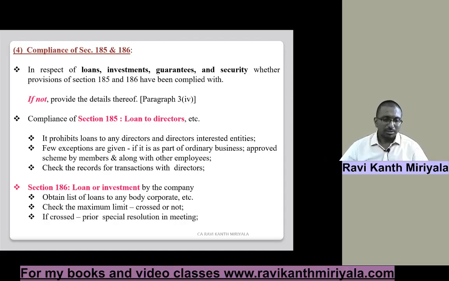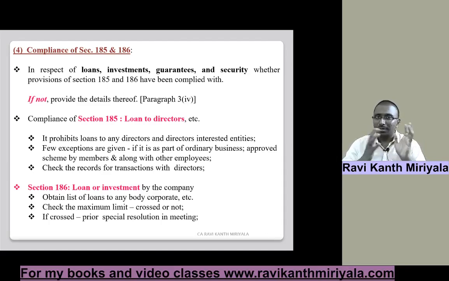Next point, if the limit is crossed, then you have to go for a special resolution. Then the auditor has to check that the special resolution has really taken place. What notice was sent? What are the AGM or GM minutes, whatever it is? The auditor has to verify all those things.